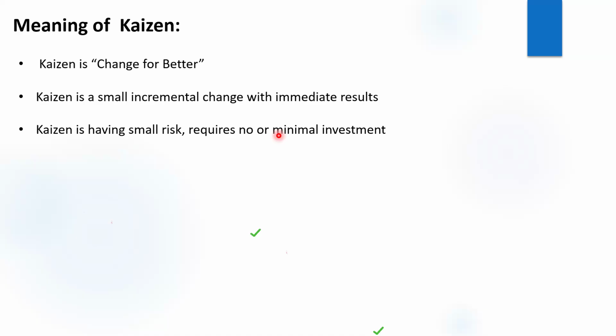Kaizen is a small change towards the better, and the result can be small or medium. The result need not be small. It can be small, medium, or sometimes even large. Correct? Okay.